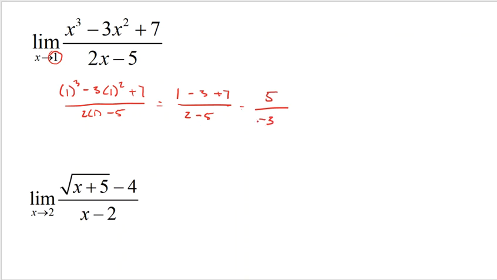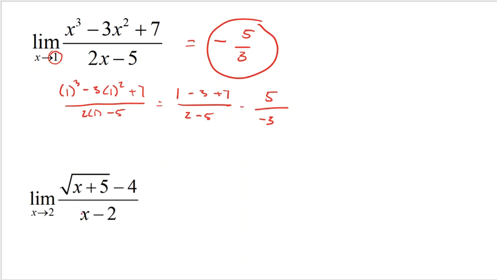Hey, I applied direct substitution, and I got a numerical value. My answer is -5/3. I don't have to do any more work. That's it. That's my limit. The limit as x approaches 1 is -5/3. How easy was that? Guys, come on.